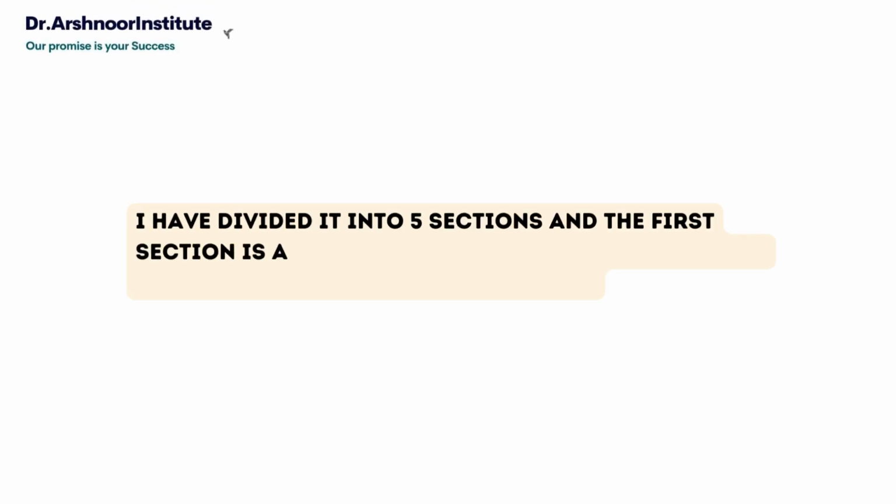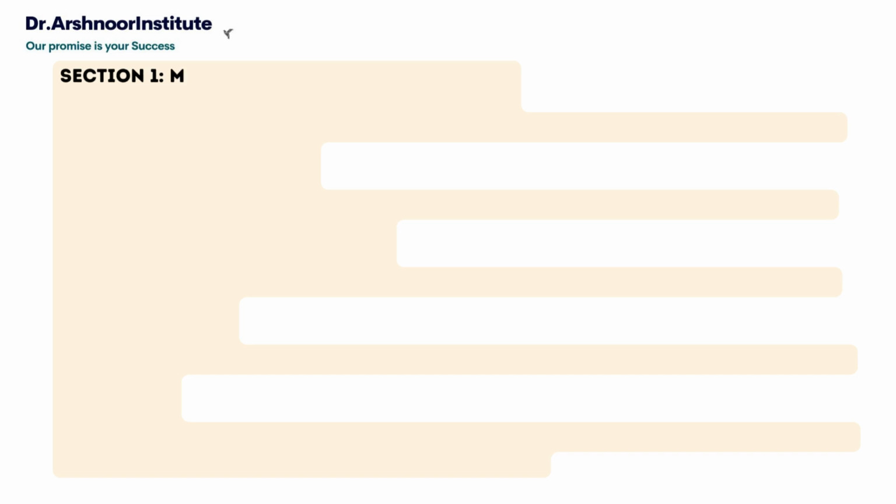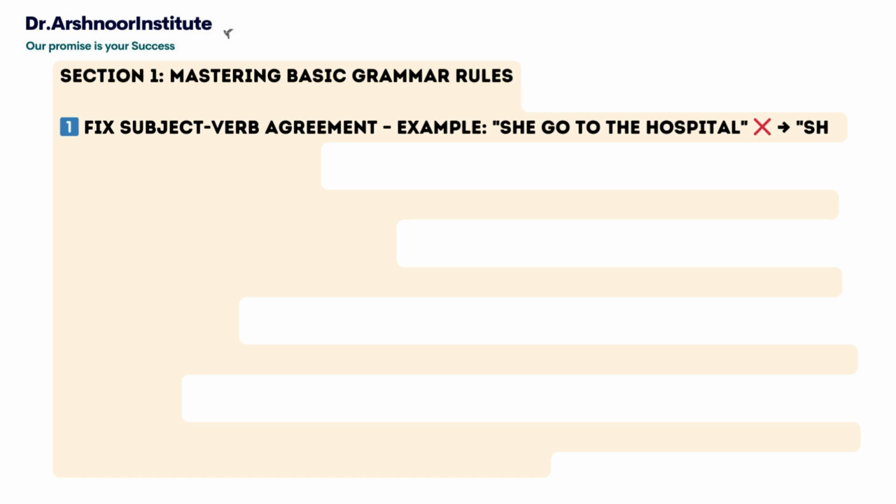I have divided it into 5 sections. And the first section is about mastering basic grammar rules. Here, I'm giving you 7 points. First point is fix subject-verb agreement. That means, with the subject, what type of word is used.